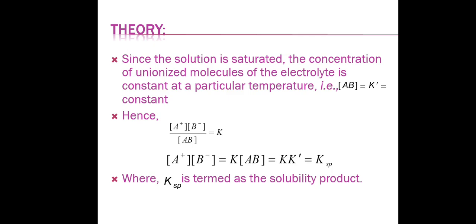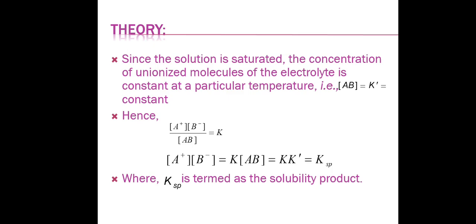Hence, the equilibrium constant we have written can be rearranged as the concentration of A plus multiplied by B minus equals K multiplied by the concentration of AB, bringing AB to the right hand side. And since AB is constant, represented as K dash, K will be multiplied by K dash. We are just substituting the value of AB as K dash. Since K is a constant and K dash is a constant, when we multiply two constants, we get a new constant, and that constant is nothing but the solubility product, where KSP is termed as the solubility product.